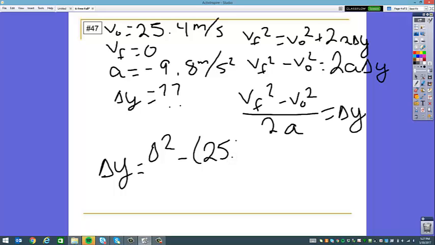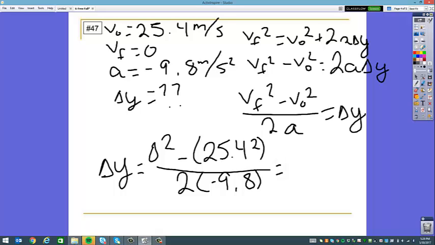Be careful with your negatives. Your negatives will end up canceling out since you're just going to square the 25.4. So then you have a 0 minus that answer over 2 times negative 9.8. So you'll get a negative over a negative, which will turn into a positive. And that should give you 32.92 meters. Okay, so that's how high it went, was 32 meters. Almost 33 meters.